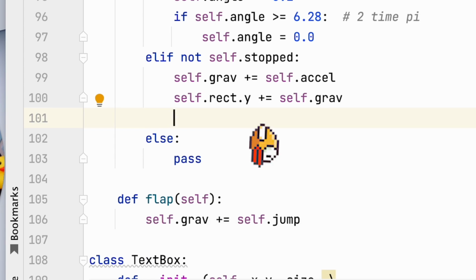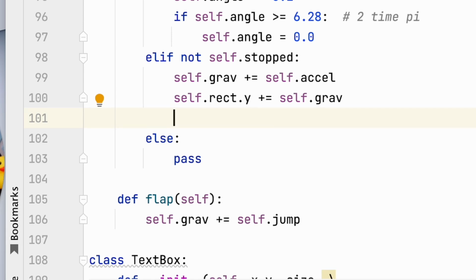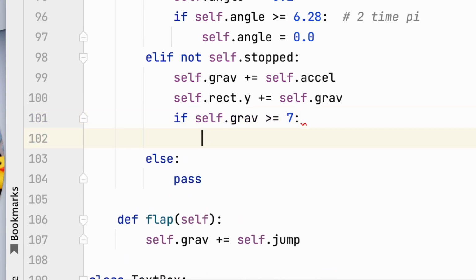And if it's really high, then we're doing a nosedive with the bird. So you need to think about where that gravity is, and this is basically an if statement. We're going to say if self.grav is greater than or equal to 7, meaning we are doing a nosedive, then we are going to do this.